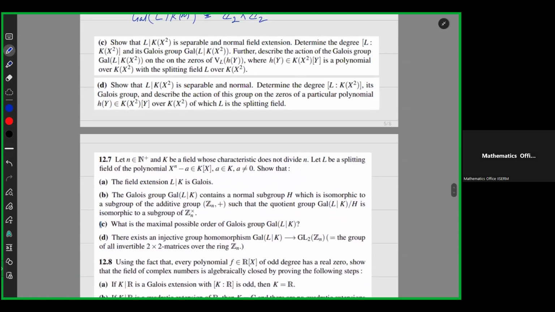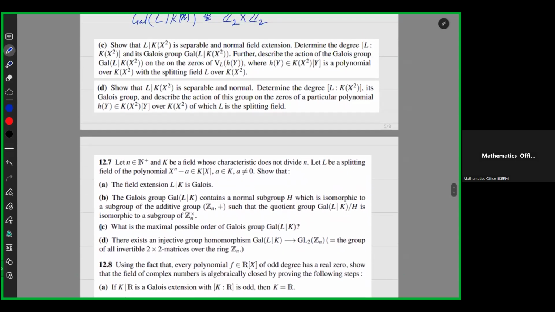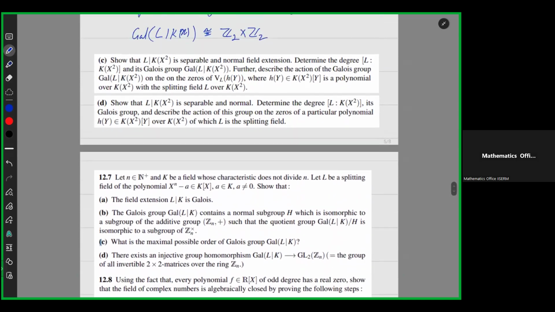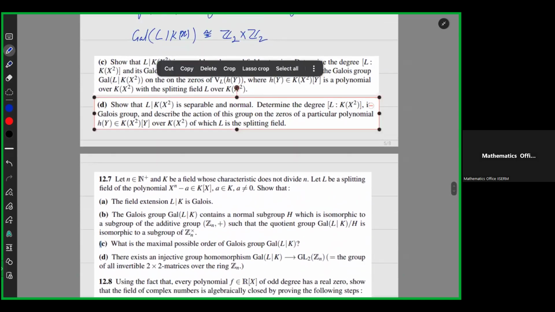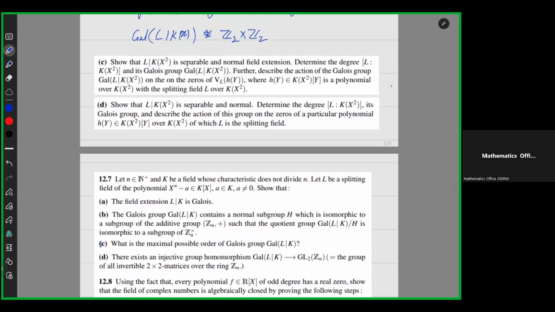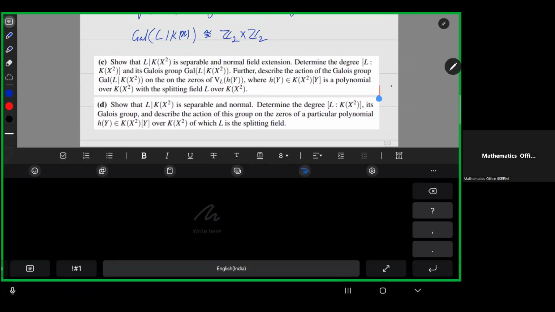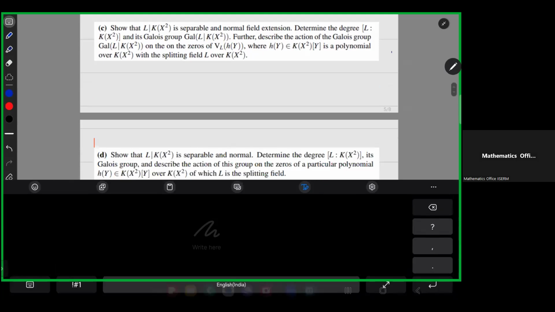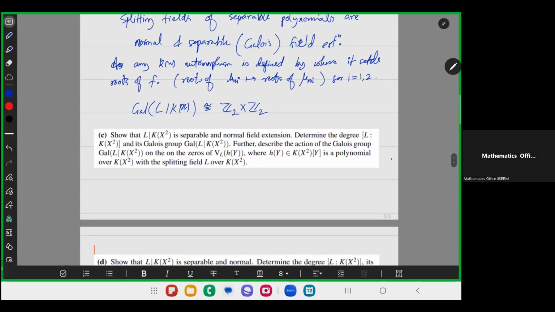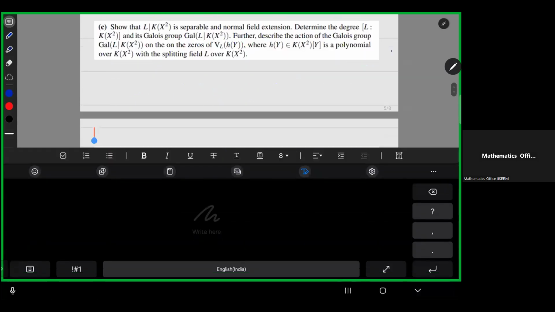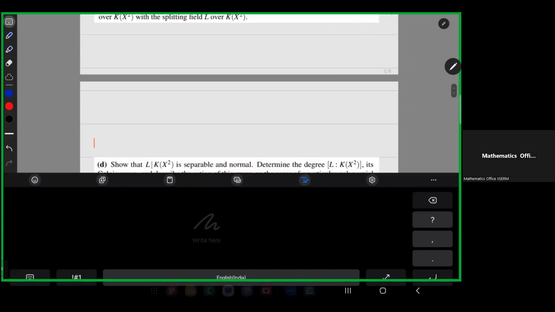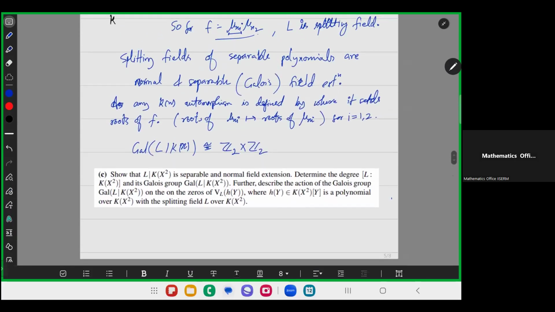These questions are simple if you just, for example, let me do this one and then I will leave. Next question. You might have already done these questions, so solve them. That will be fun by solving by yourself. L over kx square is a separable normal field extension.